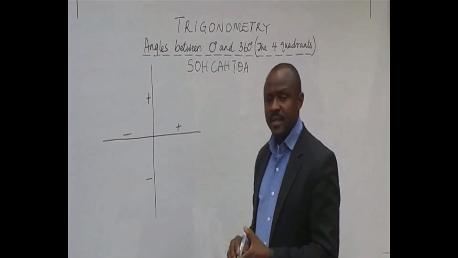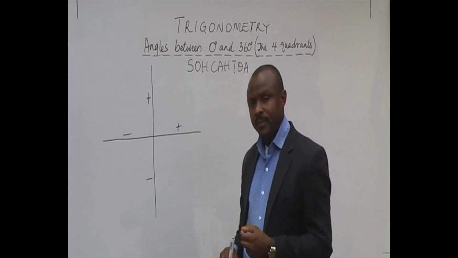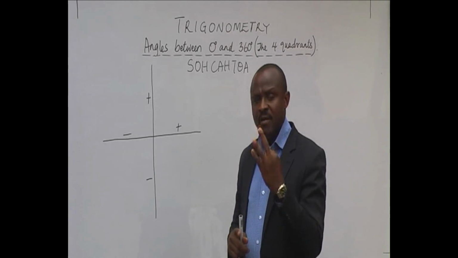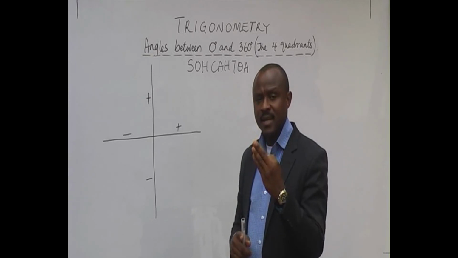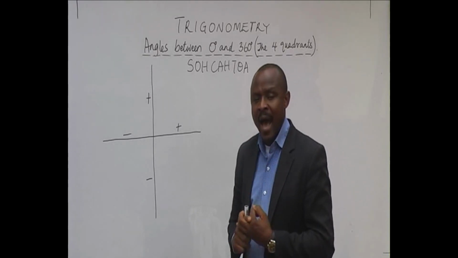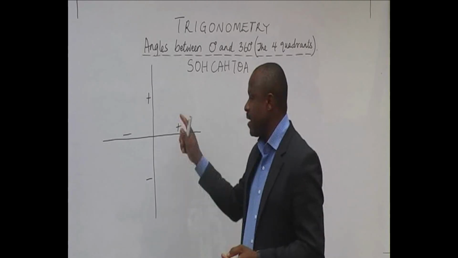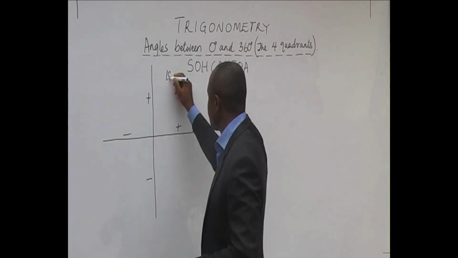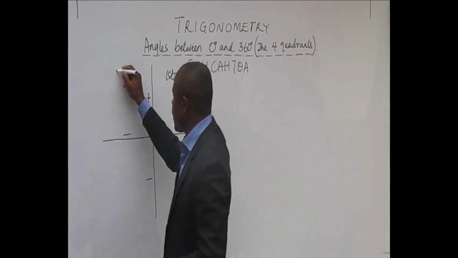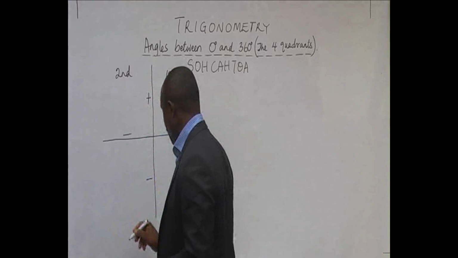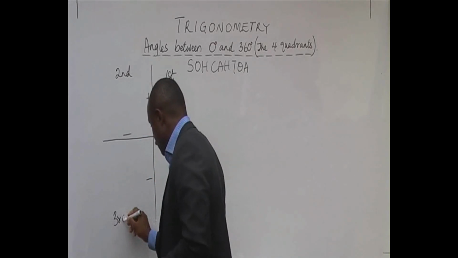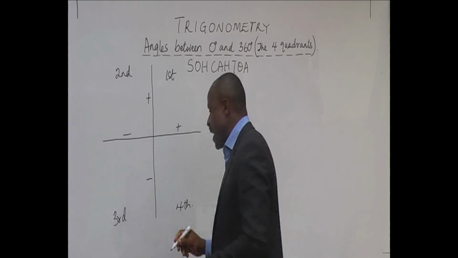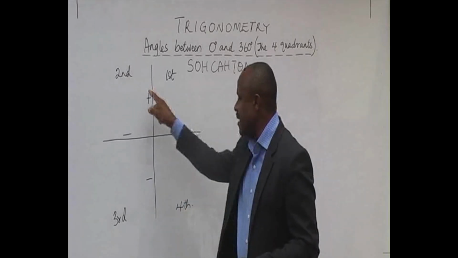Bearing this in mind, we are going to know, in between the three trigonometrical ratios we have, sine, cosine, and tangent, which of them are positive or negative in the four quadrants. This is the first quadrant. This is the second quadrant. This is the third quadrant. And this is the fourth quadrant. As I said earlier, it moves anti-clockwise.